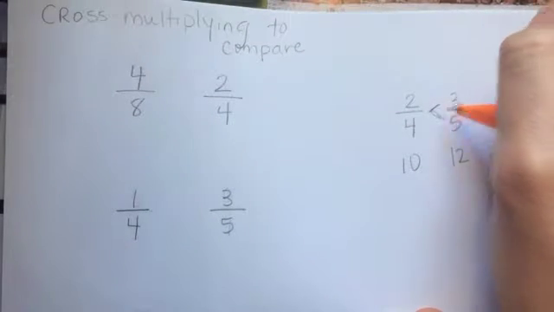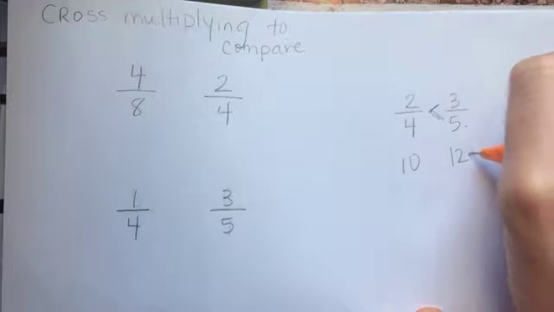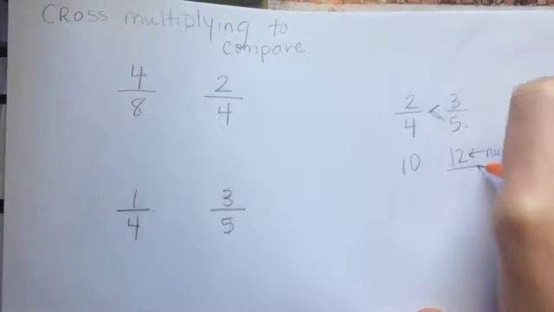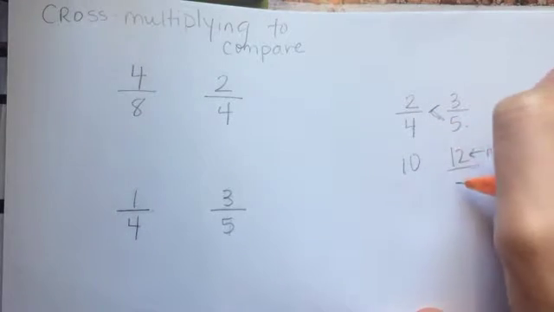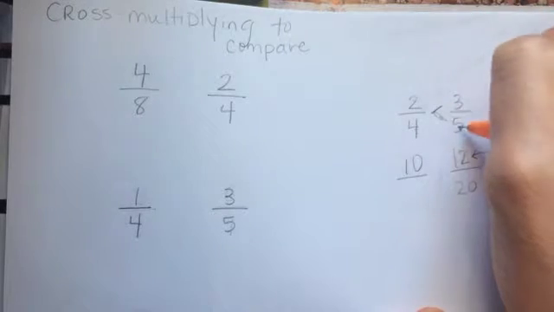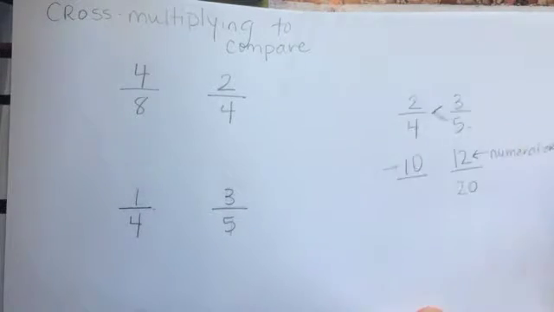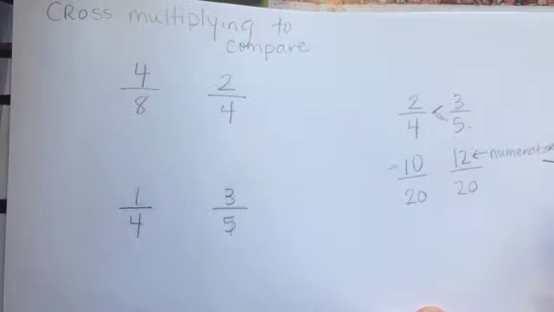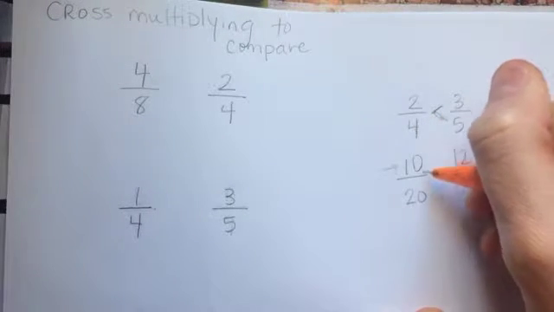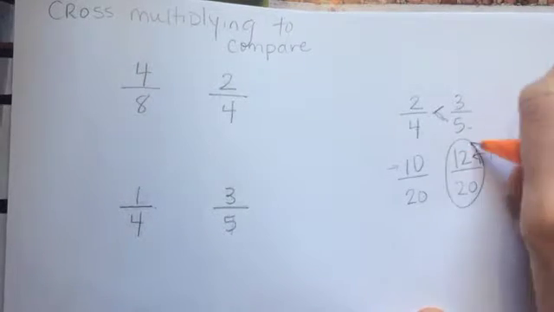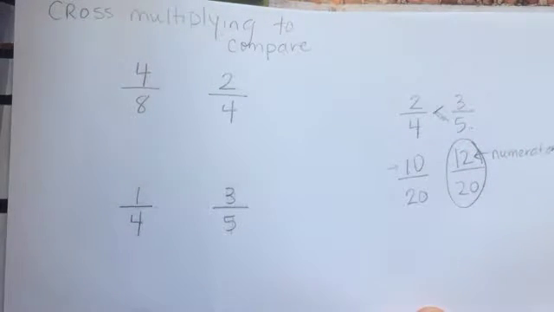So when I said 3 times 4 is 12, this would be my numerator, and my denominator would be 4 times 5, which is 20. Here, the same thing has actually happened. 2 times 5 is 10. That, again, is my numerator. My denominator is now 20. So if I compared 10 twentieths and 12 twentieths, it's easy to see that 12 twentieths is larger.